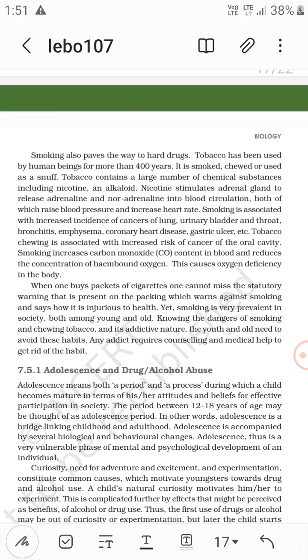Smoking increases carbon dioxide content in blood and reduces the concentration of heme-bound oxygen. This causes oxygen deficiency in the body.